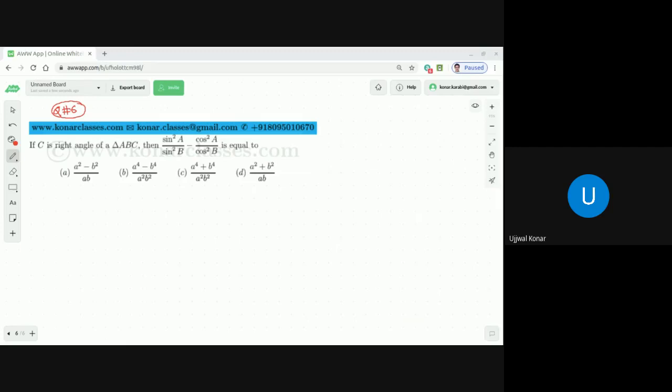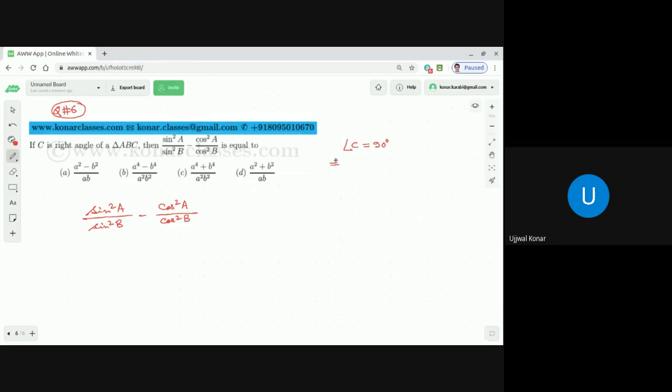This is a very interesting question, not very difficult, but interesting, dear students. Let's see how you can do it. You also do it along with me. I'll do it a little slowly because I need to explain for each and every student. If you get your result earlier than me, please do let me know. We need to find the value of the expression sine square A by sine square B minus cos square A by cos square B, and one condition given to us is that angle C is equal to 90 degrees.